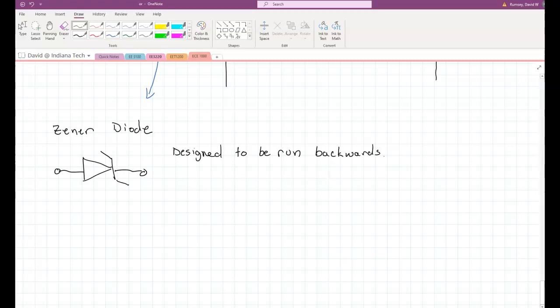Well, the V breakdown for these is much smaller. In fact, for a couple of the ones we'll be looking at, the V breakdown is going to be 5.1 volts. That's not for all Zener diodes, just the one we're probably going to be looking at. You can have Zener diodes with breakdown voltages of 9 volts, 2 volts, etc., depending on the application. These can be used to build voltage regulators.